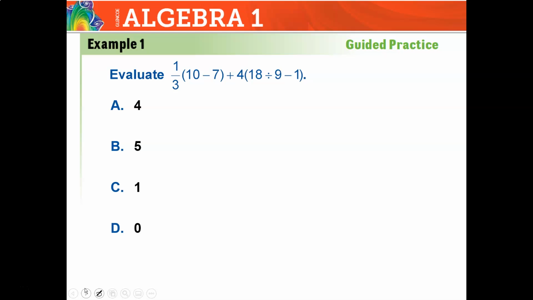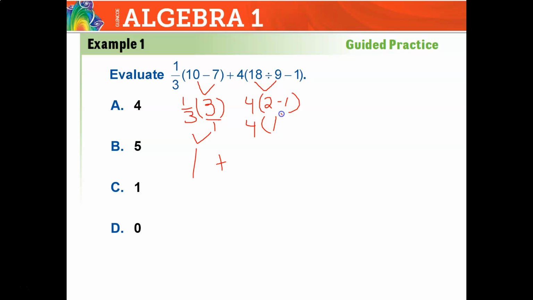Pause the video and try this one for yourself. We start off with 10 minus 7 and 18 divided by 9. One-third and 3/1 are multiplicative inverses, so that's going to be 1 plus 2 minus 1 is 1. So we have 4 times 1, which is 4. 1 plus 4 is 5.